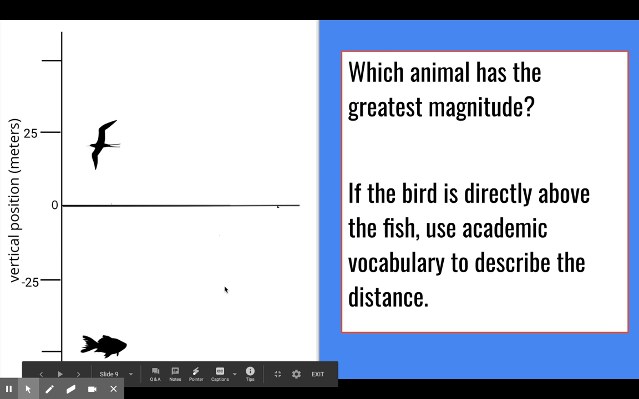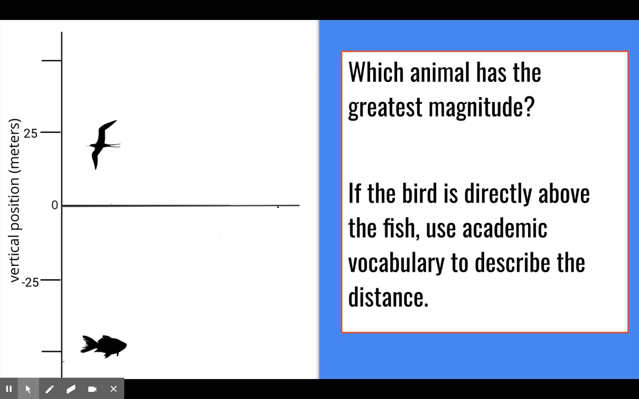So it says, which animal has the greatest magnitude? And hopefully you realize that the bird has the greatest magnitude. And it says, if the bird is directly above the fish, use academic vocabulary to describe the distance. Okay. So again, these lines should kind of help you determine where they are on your graph. And the answer for number 3 in our student companion, where it says, if the bird is directly above the fish, use academic vocabulary to describe the distance.